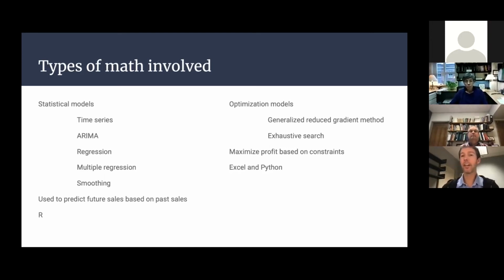And then on the other side, for the optimization models, we use things like the generalized reduced gradient method and exhaustive search, which sometimes we call brute force. That just means you look through every possibility and pick the best one. Our goal here was to maximize profit based on constraints like shelf space, cost, things like that. The students in that project used Excel and Python. There were a couple of different methods that we used, but this is a representative sample of those.